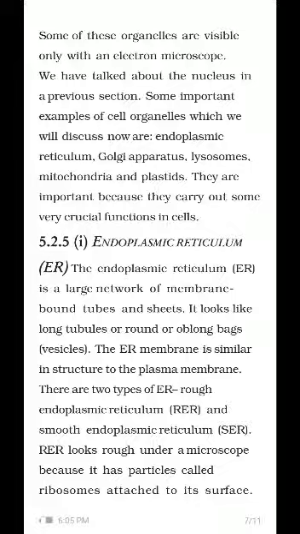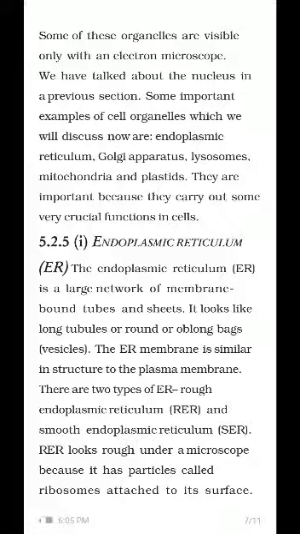ER. Children, we have two types of ER, RER and SER. RER is rough endoplasmic reticulum and SER is smooth endoplasmic reticulum. Why is RER called rough endoplasmic reticulum? Due to the presence of minute structures called ribosomes.